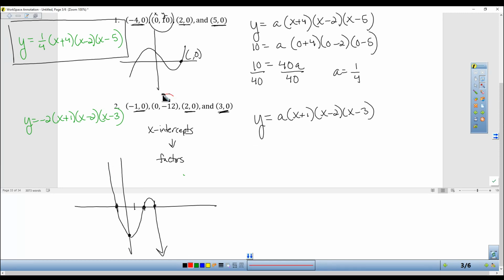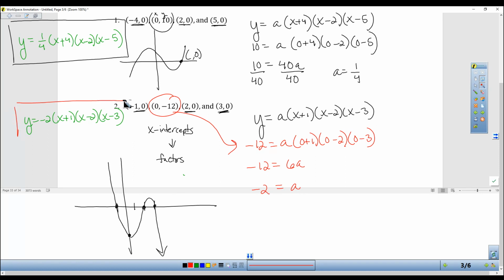So let's go ahead and plug that in. -12 is equal to a times 0 plus 1 times 0 minus 2, 0 minus 3. -12 is equal to 6a. A is equal to -2, which is how we arrived at this answer. And I was expecting a to be negative. So you should probably on a quiz or a test make a super fast sketch of the 3 points just so you can check to see if your a sounds right.